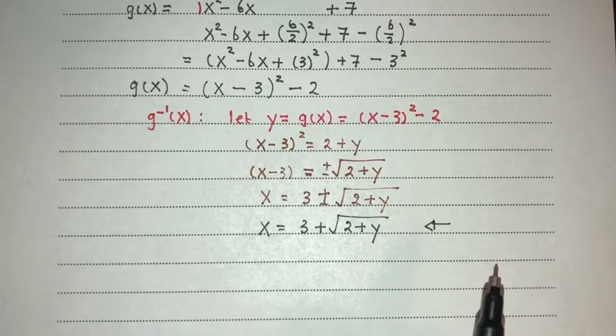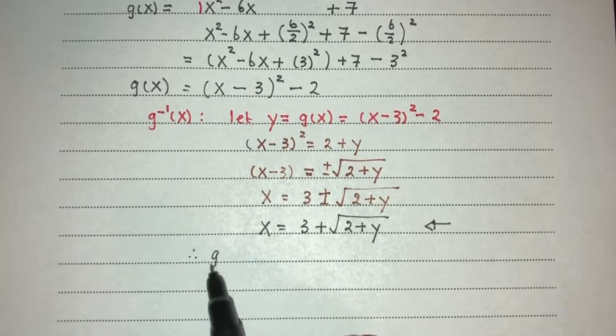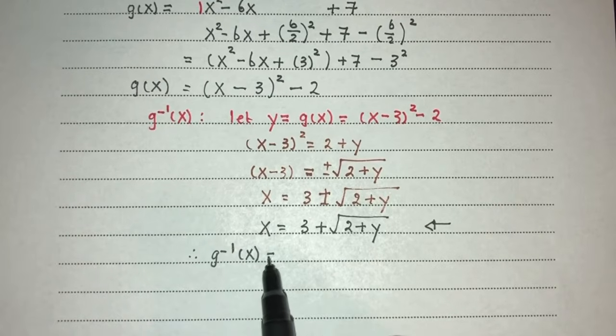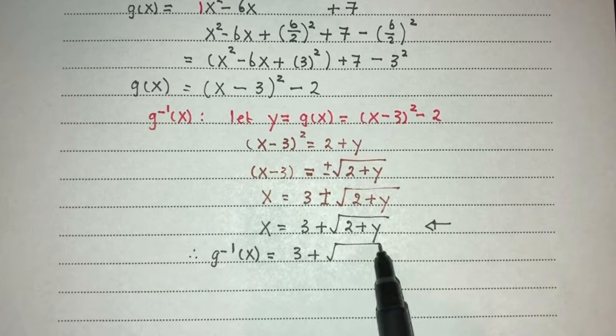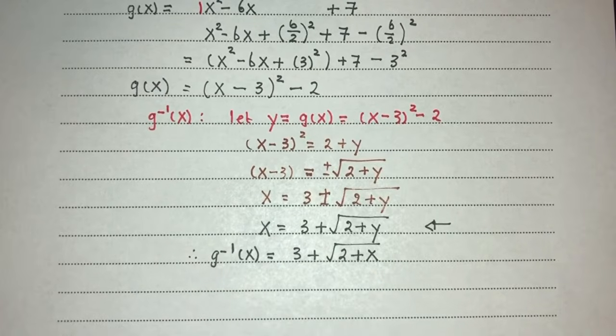But of course you have to express it in terms of x, because here we have y. It is not good. You have to rewrite this as g inverse of x, which will be 3 plus the root of 2 plus x. Okay, that will be your g inverse of x.